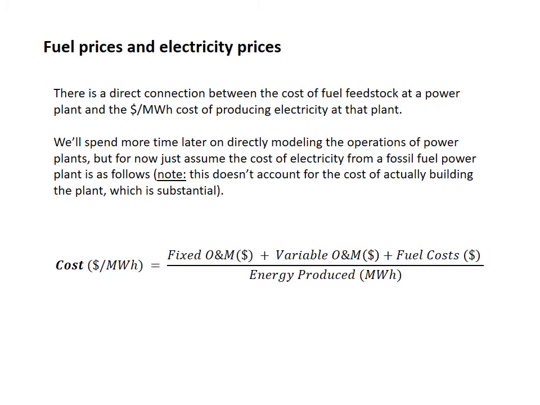Variable O&M is sort of like wear and tear. So the more you use a plant, the more variable O&M costs you accumulate. And then fuel costs are also directly related to how much electricity you produce. The more electricity you produce, the more coal or natural gas or whatever you're consuming, and so your fuel costs increase. Fuel costs are how much electricity you produce times the heat rate of your plant times the price of the fuel. So that's where a change in the price of fuel would come into determining the price of electricity from a power plant.